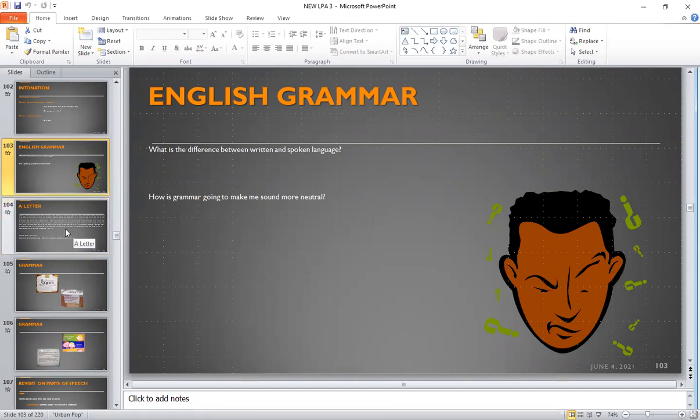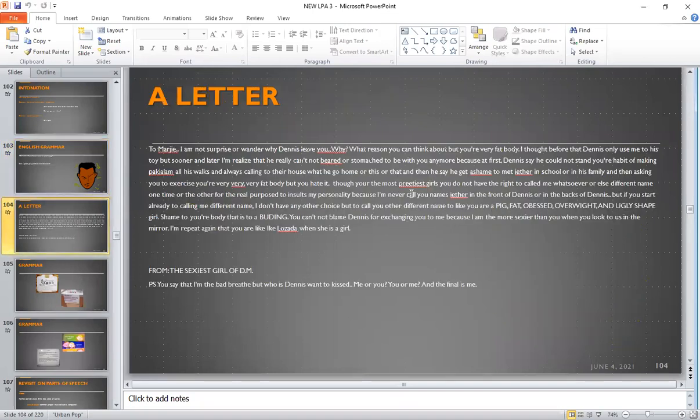Let me show you a letter that was written. This is a letter that was written, probably translating it literally from Tagalog or vernacular to English. That's why if you read through it, actually me, I'm having a hard time reading through it because it's so hard to understand.